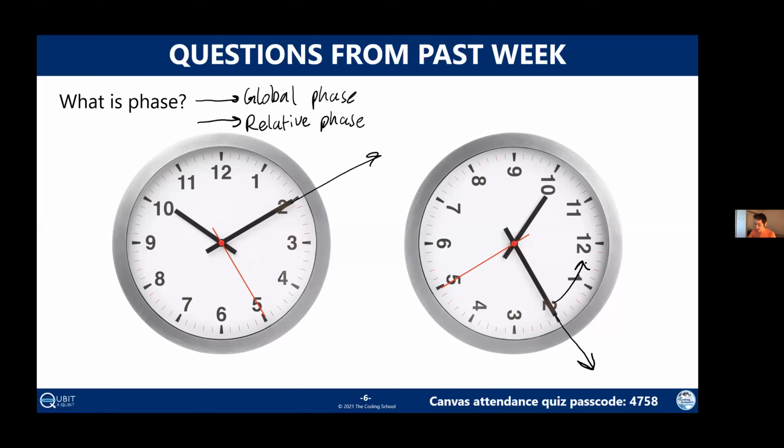Now, the exact same thing is true in quantum computing. If you have relative phase and you change the relative phase of a quantum state, and I'll show you what that means in a second, the quantum state does change, right? Just like saying the time changes. But if I change the global phase, which is kind of like just rotating the whole clock, nothing actually changes. The state is going to look a little bit different, but it holds the same information. So here the time doesn't change.